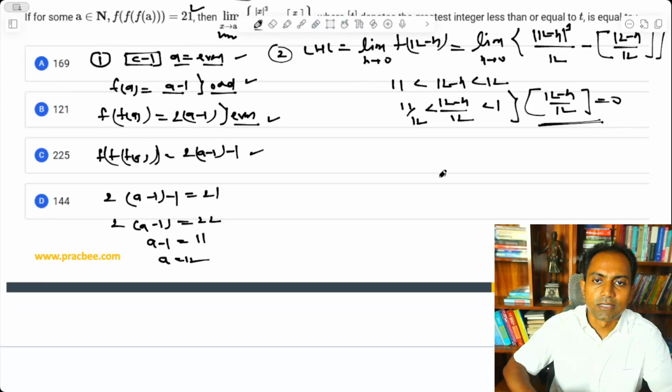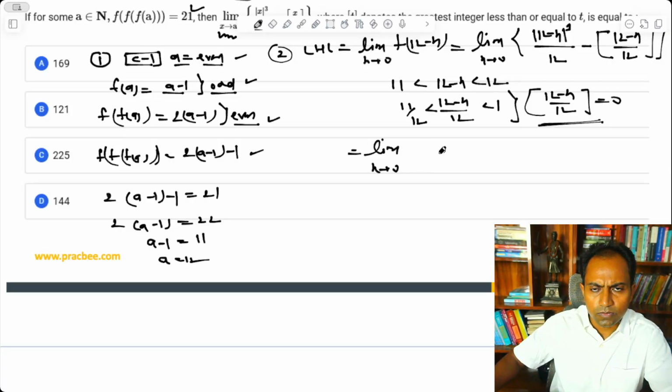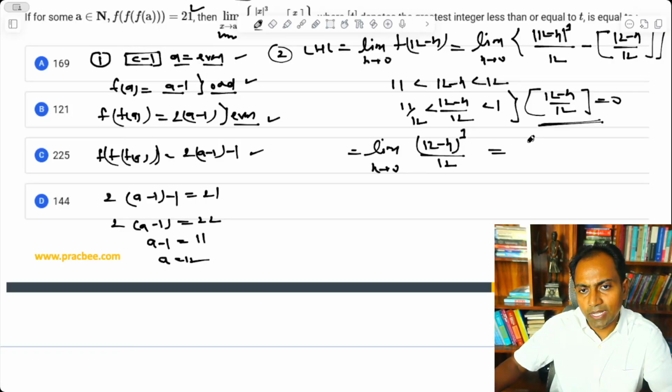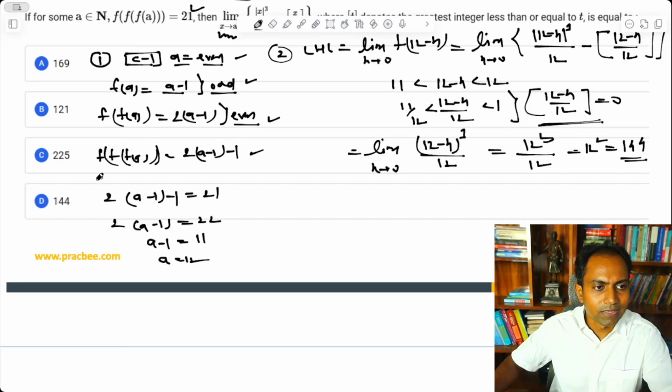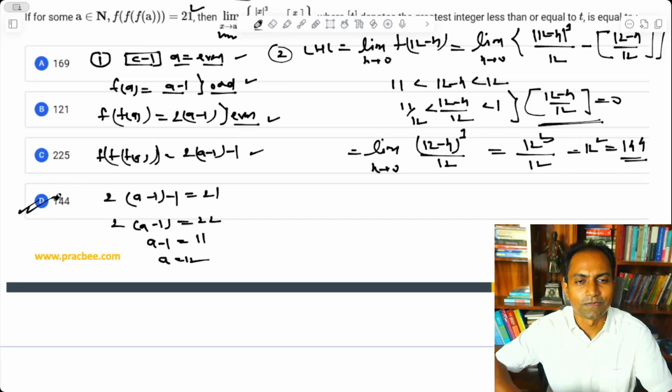Once you have done this, it becomes even simpler because now this becomes limit h tends to 0, 12 minus h. Now this modulus will again open with a positive sign because this is a positive quantity, divided by 12. You put h equal to 0, it becomes 12 cube divided by 12. We have solved the limit. So the answer becomes 12 square or 144. Let us check the answer. You can see D option matches.